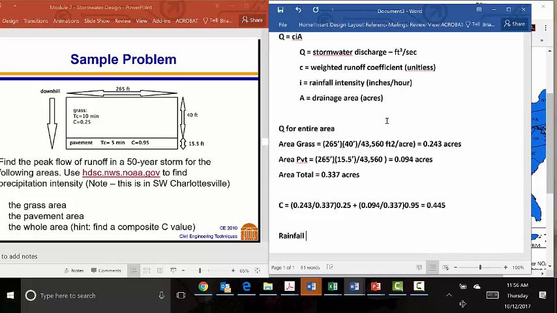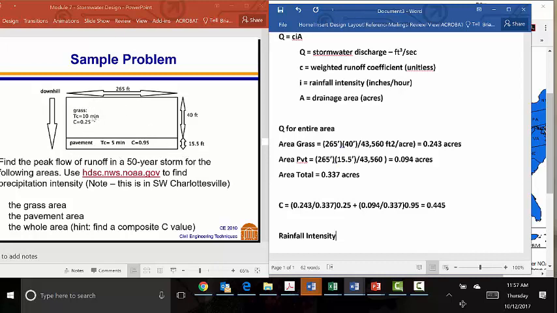Rainfall intensity. This is where we want to look at the intensity of rainfall, in inches per hour, for the site when it's fully involved. In other words, when all the water that's striking here all the way down to the bottom of the site is all flowing out. And that's where we're going to use our time of concentration.